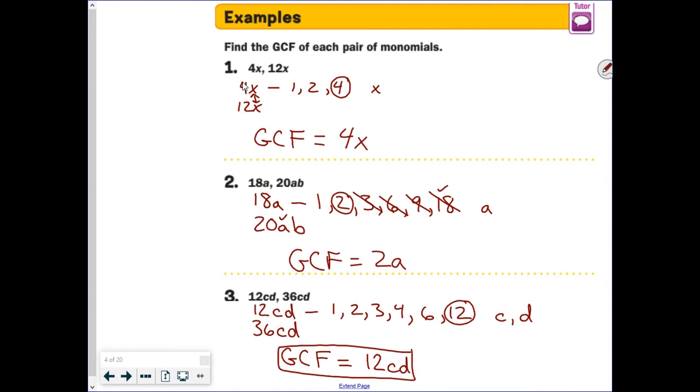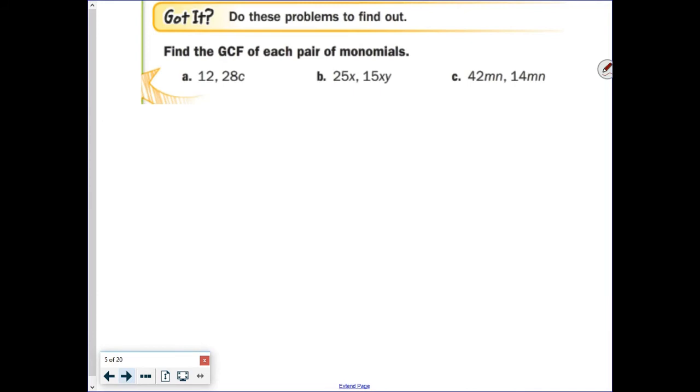Why don't you try to do letters A, B, C on your own? Watch out for letter C. 42 is tricky. It's got lots of factors, so be very careful with that one.